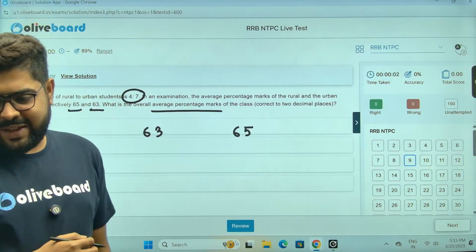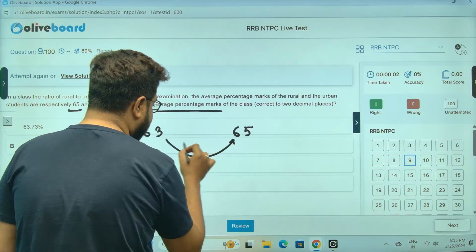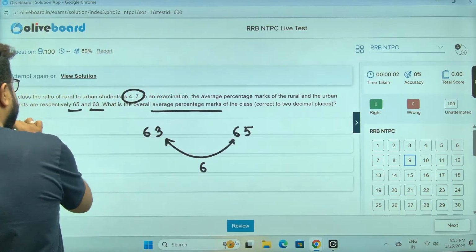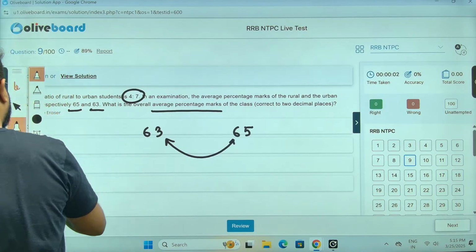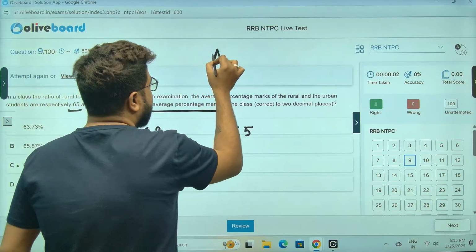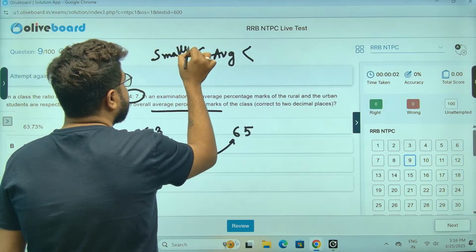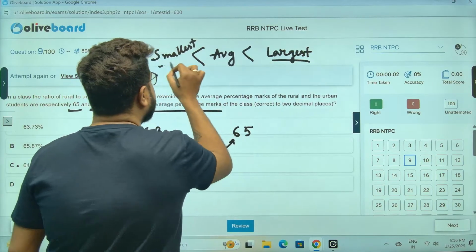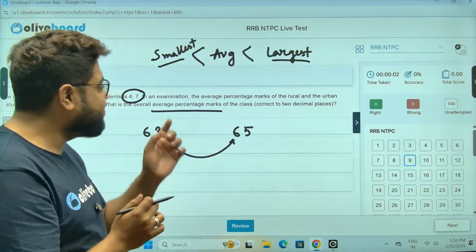Everybody remember one thing: the class average, the total overall average, has to lie between 63 and 65. Remember this. Because the average of any data set is always between the smallest and the largest value. When we try to get the average, we are only trying to get towards the middle.